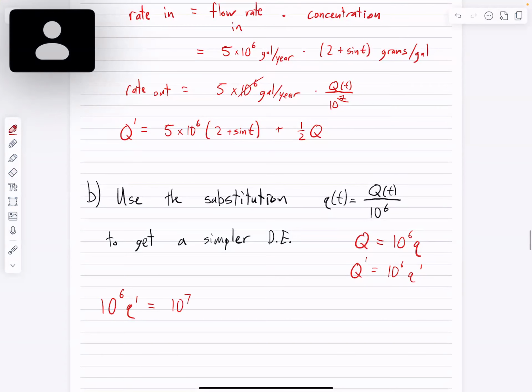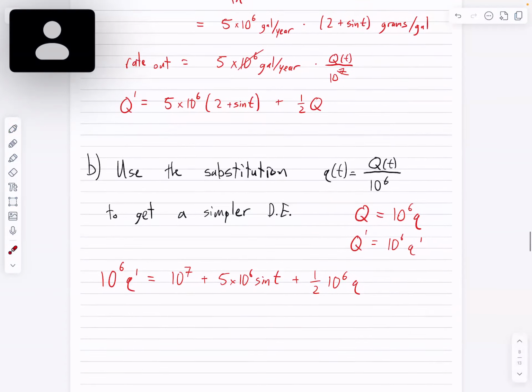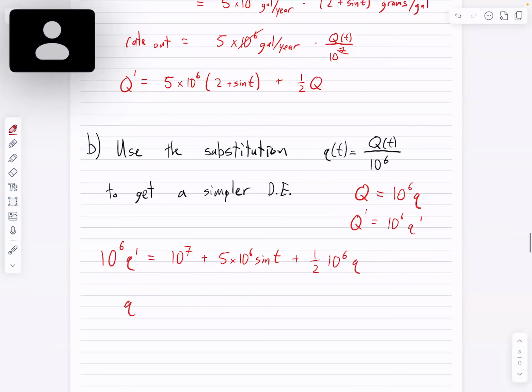Plus 5 times 10 to the 6th sine of t, and replacing Q with this gives us minus 1/2 times 10 to the 6th little q. The reason this is nice is because there's a 10 to the 6th here, here, here, and here. We can divide everything by 10 to the 6th. And what are we left with? We're left with q prime equals 10 plus 5 sine t minus 1/2 q.